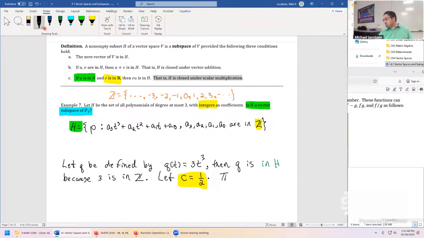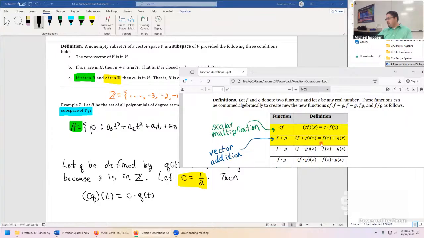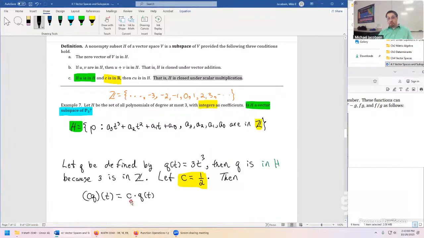So let's take a look. We'll say then C times the vector Q at an input T would be defined to be C times Q of T. And we've done it, we've used up the function operation, this right here. So that's the whole purpose of this document, just getting familiar with writing this out. Substitute in what our scalar C is. It's 1/2 times Q, that's 3t cubed. So we have 3/2 t cubed.